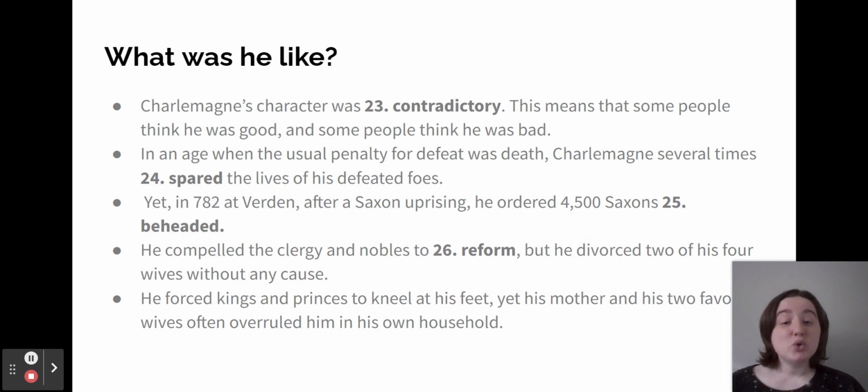In an age when the usual penalty for defeat was death, Charlemagne several times spared the lives of his defeated foes. Yet, in 782 at Verdun, after a Saxon uprising, he ordered 4,500 Saxons to be beheaded. He compelled the clergy and nobles to reform, but he divorced two of his four wives without any cause. He forced kings and princes to kneel at his feet, yet his mother and his two favorite wives often overruled him in his own household.